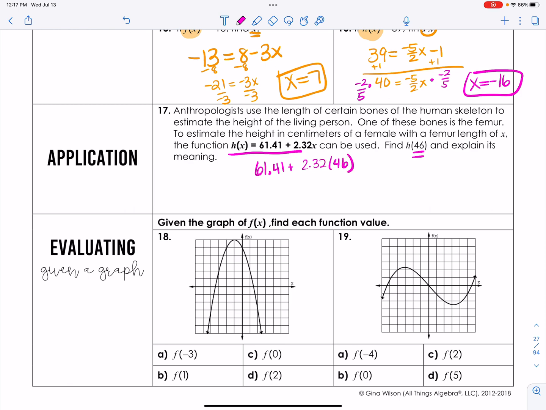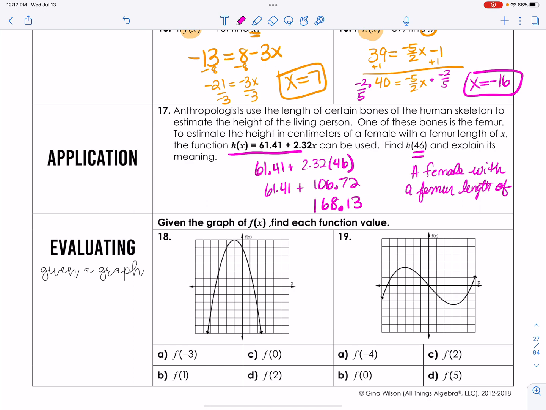To explain its meaning, I know that the femur must be 46 because that's what I'm putting in, 46 centimeters. So when I do this math, 61.41 plus 106.72, my answer is 168.13. Okay, so you've got to explain it: a female with a femur length of 46 centimeters is 168.13 centimeters tall. Okay, that's her height.